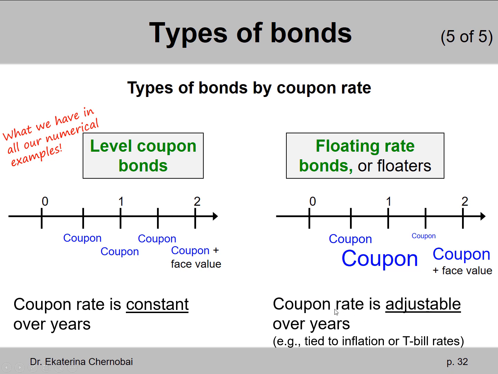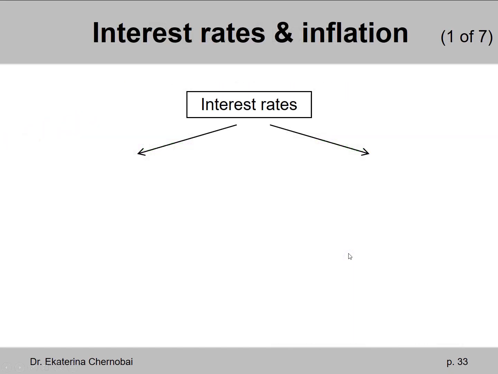What could it be linked to? It could be linked to sort of the cost of living or inflation. So if the prices are higher, then investors would want to be compensated with a higher coupon payment to them, right? And in those years, the coupon rate will be adjusted up. Now that we mentioned the word inflation, let's talk more about inflation.